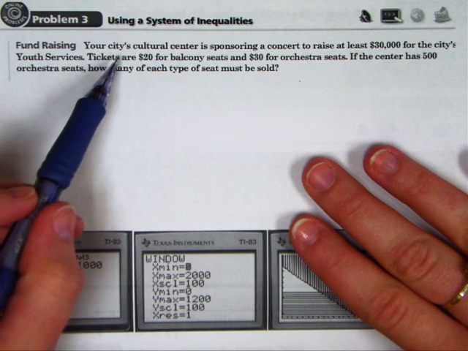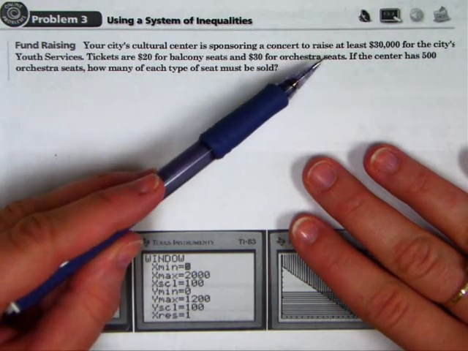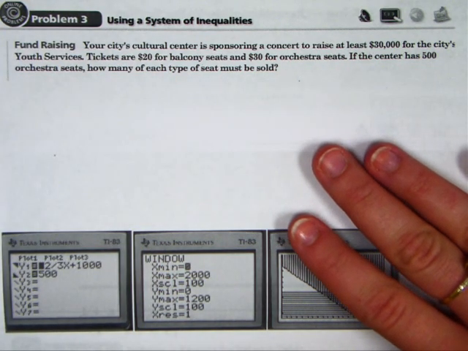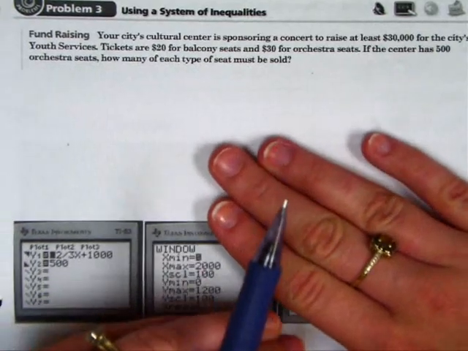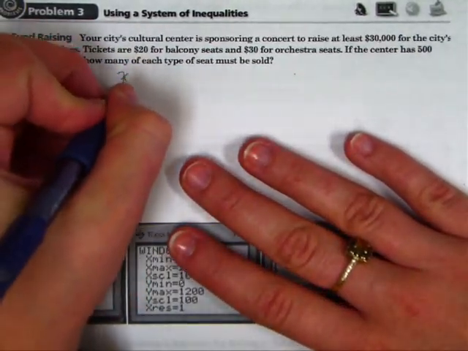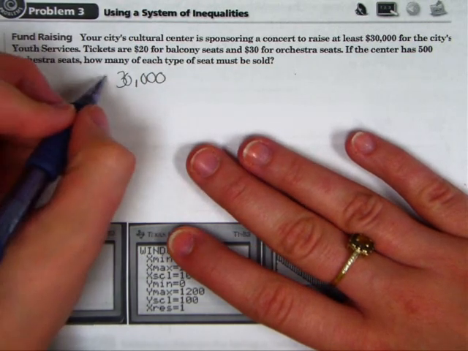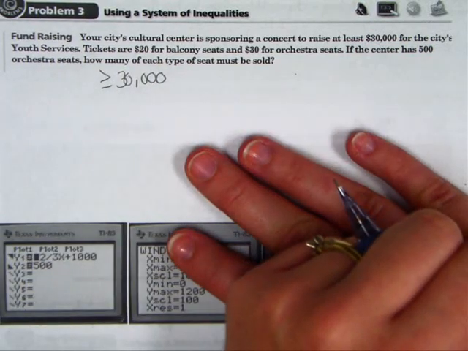Your city's cultural center is sponsoring a concert to raise at least $30,000 for the city's youth services. Tickets are $20 for a balcony seat and $30 for an orchestra seat. If the center has 500 orchestra seats, how many of each type must be sold? Let's go ahead and talk about the money that they need to raise. We know that they need to raise $30,000 or more. So we're going to say that it has to be greater than or equal to 30,000.